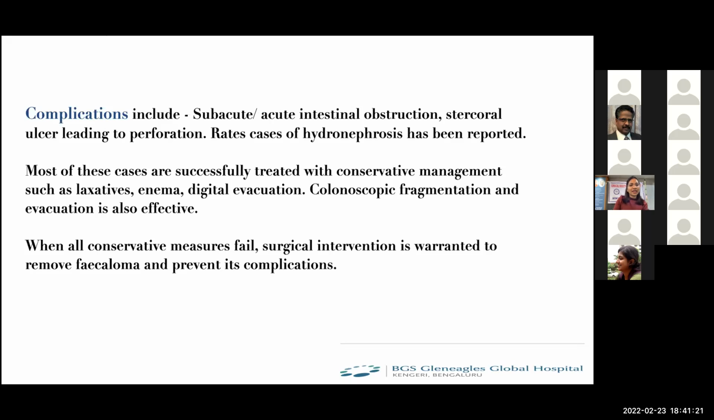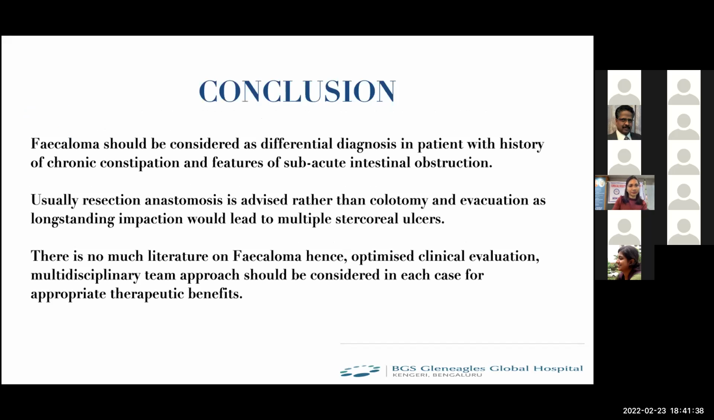The complications can include subacute and acute intestinal obstruction, and stercoral ulcers leading to perforation. A rare cause of hydronephrosis due to external compression was also seen. Conservative management is usually tried. Once conservative management fails, that is when surgical intervention is warranted.